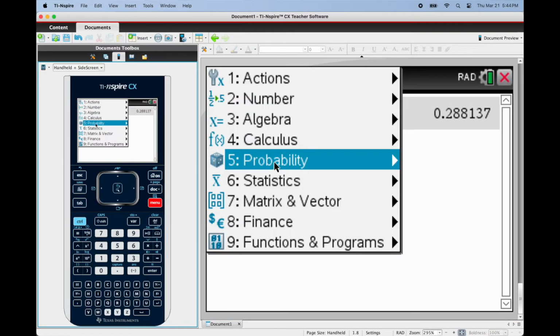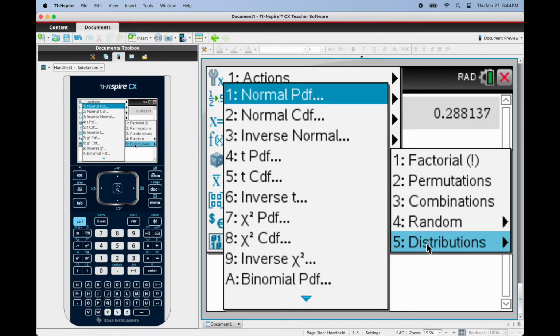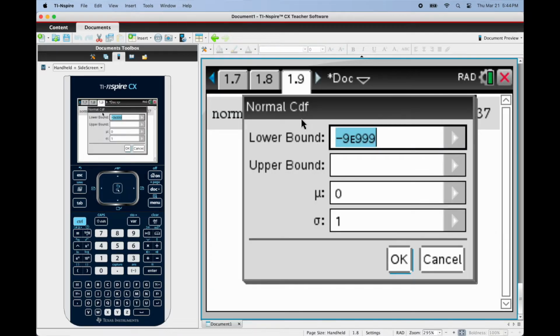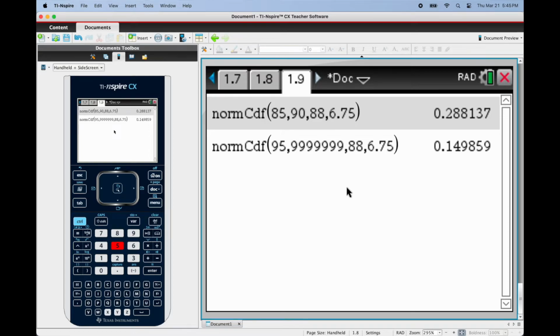Menu, probability, distributions, normal CDF. Lower bound is 95. Upper bound for this, we can put 1,000, or if you want, you can put a very high number. 1,000 should be okay. 500 should be okay. Just want to make sure that you grab all of the movies that are to the right. Mean of 88, standard deviation of 6.75, and there we go. So 0.149859, roughly 14.9%. Let's go back to the document.